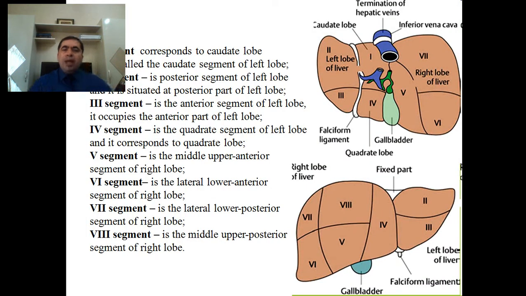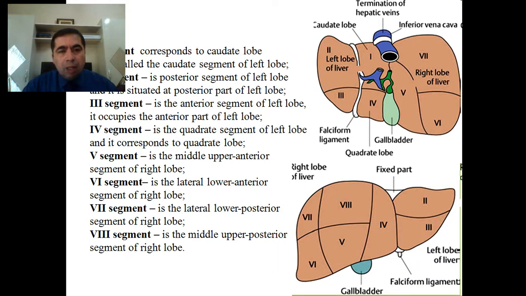And in this way, what is the line which separates the right and left lobes? This line, by Couinaud, passes through the right longitudinal groove from the gallbladder and from the vena cava inferior. There are 4 segments at the left lobe and also 4 segments at the right lobe.